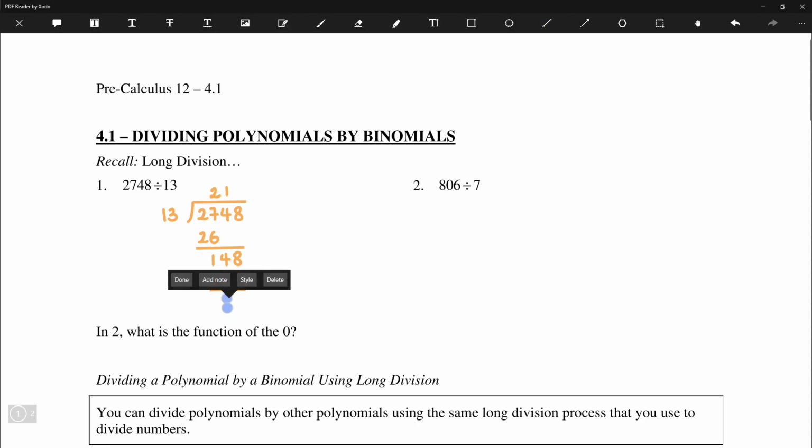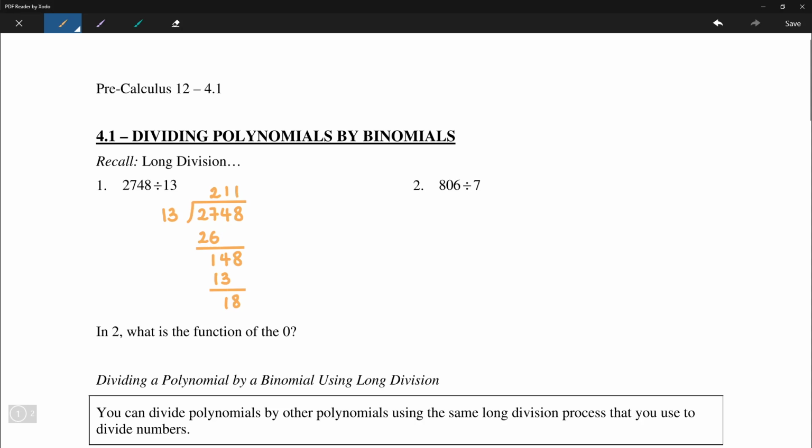Oops, sorry about that. 18. And of course, another 1 will give us 18. Sorry, not 18, 13. And if we subtract again, we are going to be left with a remainder of 5. Okay.